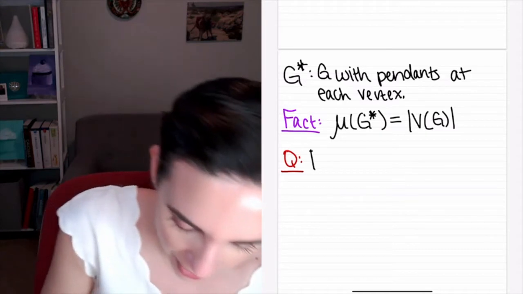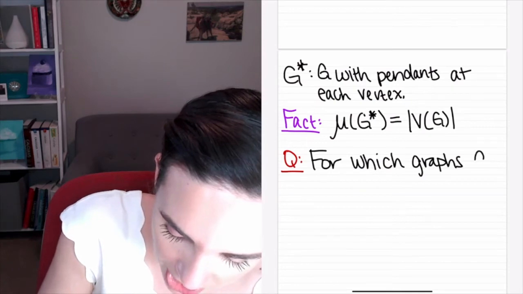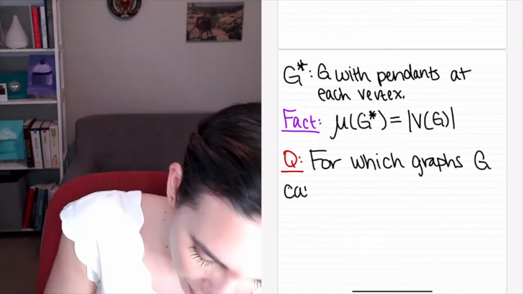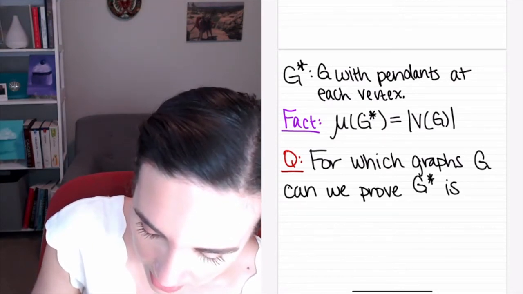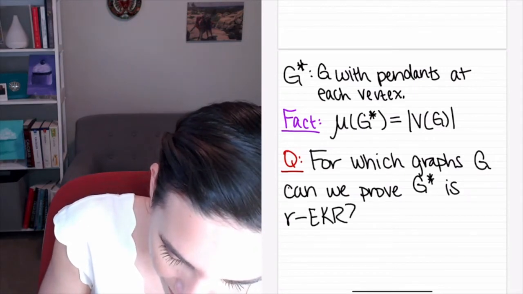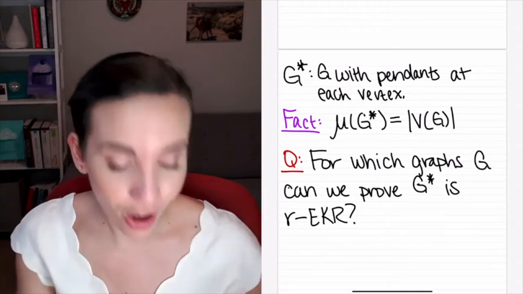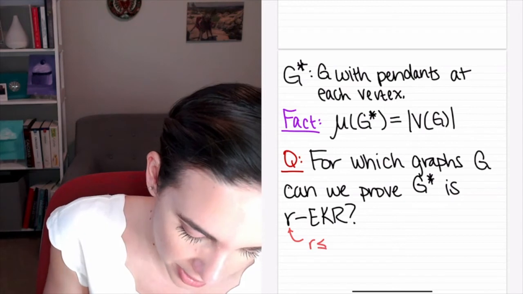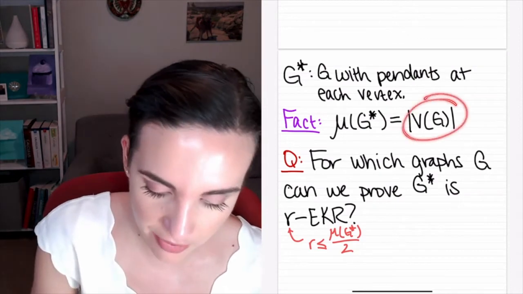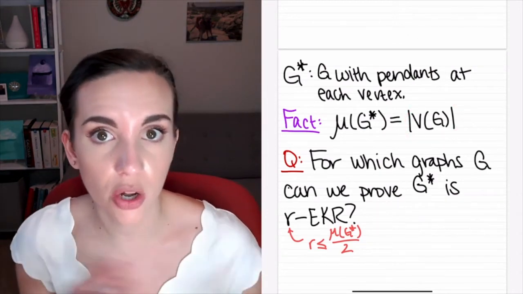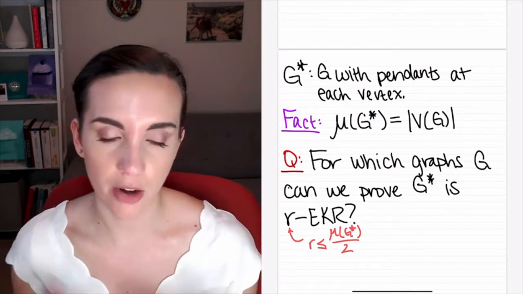So now let's rephrase our question, kind of narrowing it down a little bit, right? So we want to know now for which graphs G can we prove G star is R EKR, either for one R, for some R, or for all R that we're considering, right? R at most mu of G star over 2, which using this fact is the number of vertices in G over 2. So for which graphs can we prove that G star is REKR for some R?